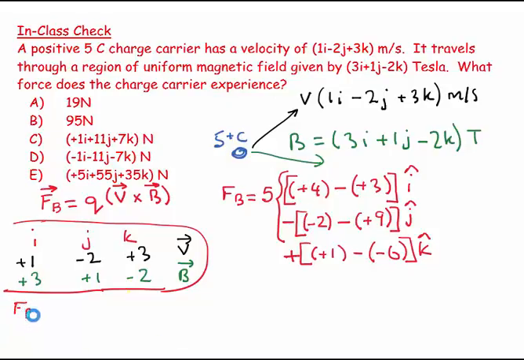I'm going to say FB is equal to 5 times 4 minus 3 is 1. So that's going to be 4 minus 3 is 1. So that'd be 1i. And then minus 2 minus plus 9 is minus 11. Minus 11 is plus 11. And then I have 1 minus 6 is 7. So that's plus 7k.